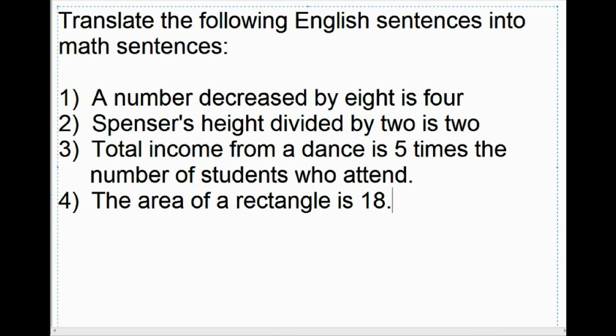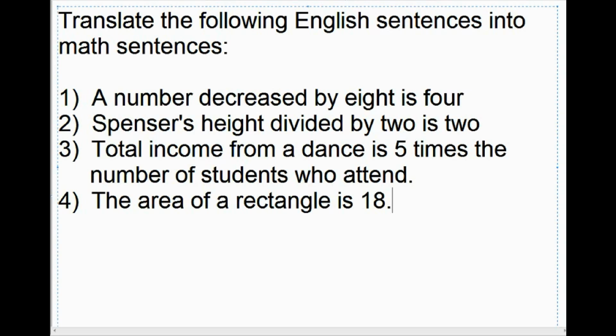So to finish off our introduction to algebra, I'm going to ask you to translate a few English sentences here into math sentences. So for each one, the first step is going to be that let statement, where you assign a variable to the piece of information that you don't know or that can change. So for the first one, we have a number decreased by 8 is 4. Question number 2, Spencer's height, then divided by 2 is 2. And remember how we write division when we're dealing with a math sentence that involves algebra.